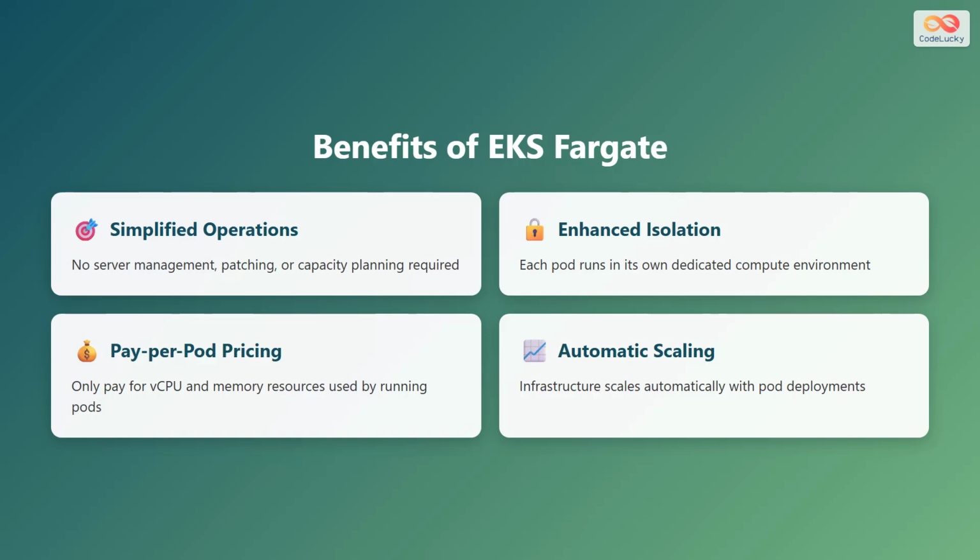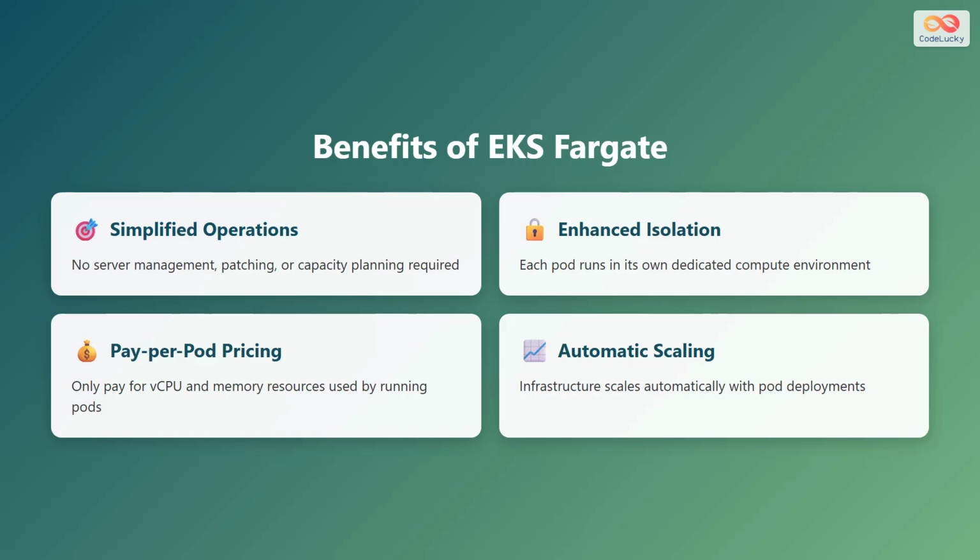EKS Fargate offers 4 major benefits for Kubernetes deployments. First, simplified operations. You eliminate server management, patching, and capacity planning entirely, allowing your team to focus on application development. Second, enhanced isolation. Each pod runs in its own dedicated compute environment, providing better security boundaries between workloads. Third, pay-per-pod pricing. You only pay for the vCPU and memory resources that your running pods actually consume, eliminating costs from idle infrastructure. Fourth, automatic scaling.